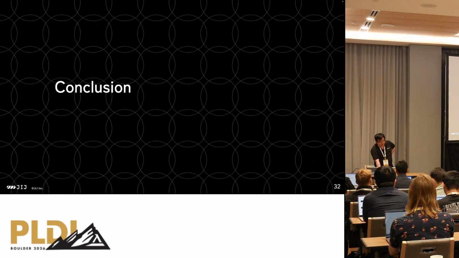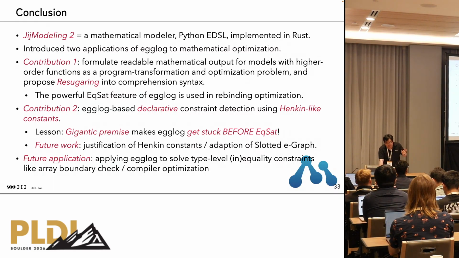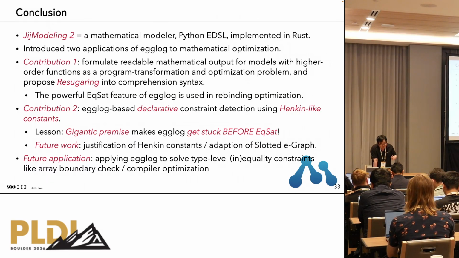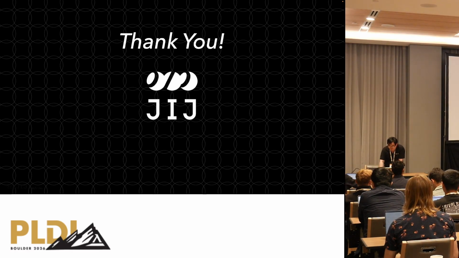Now we move to the conclusion. Okay. JijModeling 2 is a mathematical optimization modeler written as a Python EDSL and implemented in Rust. And we introduced two applications of Egglog to mathematical optimization. The first contribution is readable mathematical output for models using higher-order functions. We formulated this as program transformation and optimization, with ensugaring into comprehension syntax and equality saturation rebuilding for rebinding optimization. And the second contribution is Egglog-based declarative constraint detection using Henkin-like constants. And one important lesson is that a gigantic premise can choke Egglog before equality saturation. Okay, thank you for listening.